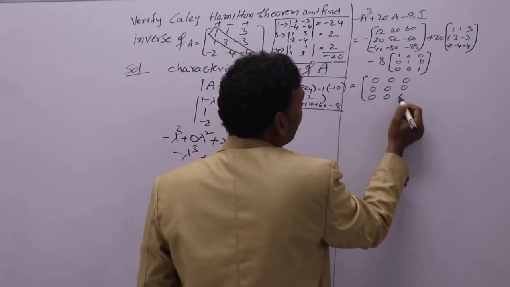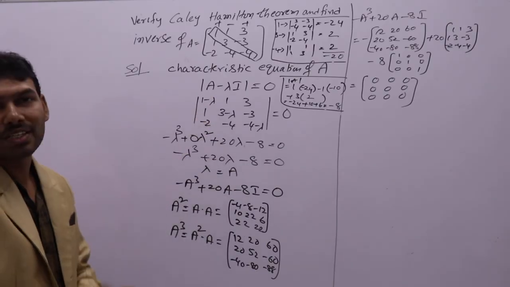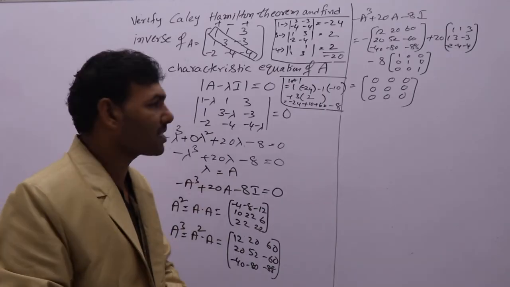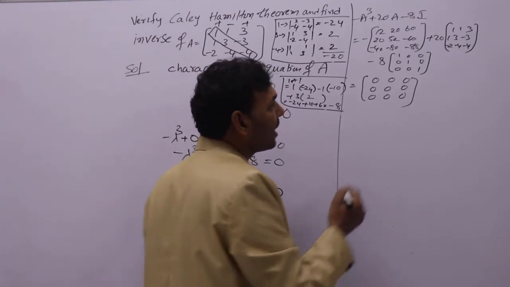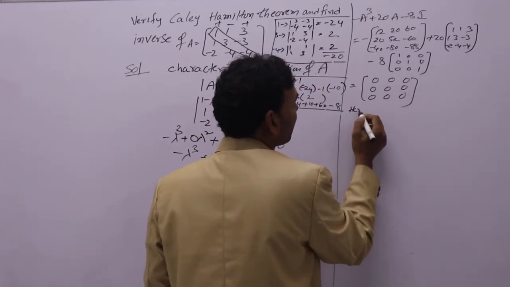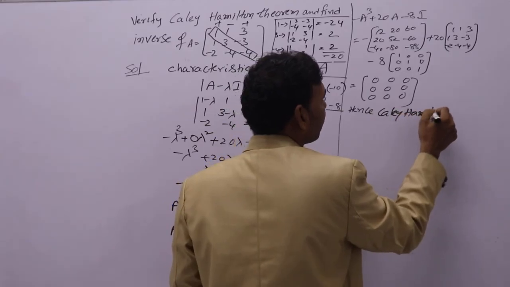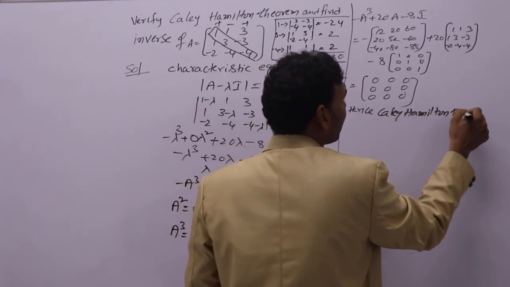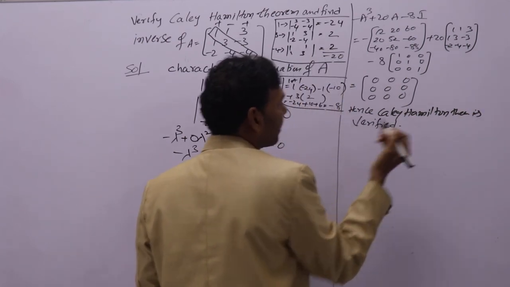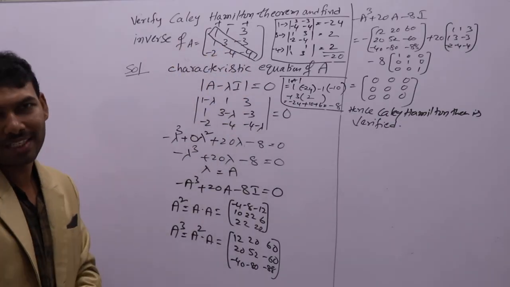So that we can easily say the matrix is satisfying its own characteristic equation. If matrix A satisfies its own characteristic equation, then we can say A satisfies the Cayley-Hamilton theorem. Hence the Cayley-Hamilton theorem is verified. After verifying the Cayley-Hamilton theorem, now we need to find the inverse of the matrix, A inverse.